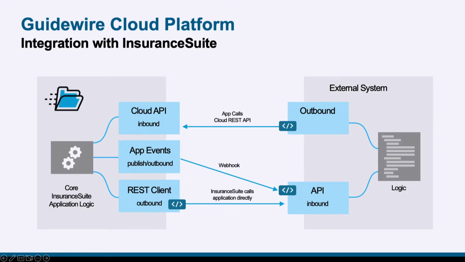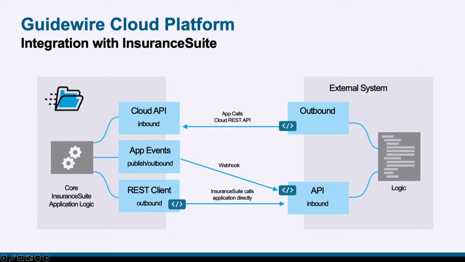You have app events, where something happens in your core system which can publish outbound messages onto a webhook, and anybody who subscribes to the webhook can listen to those. And then you have REST client, which can make a direct call to an external system, right. So this is how all these come together.